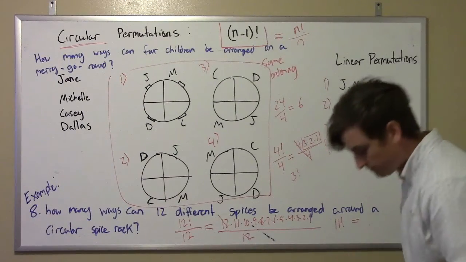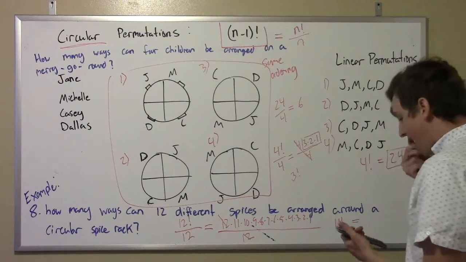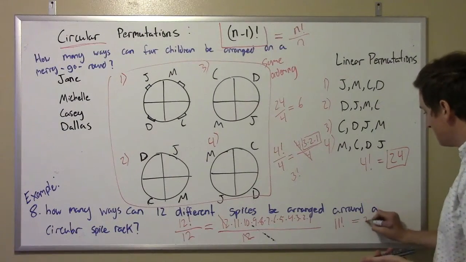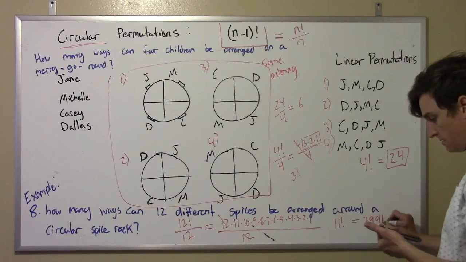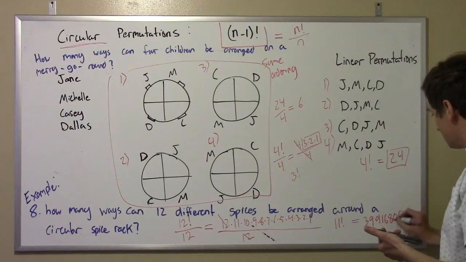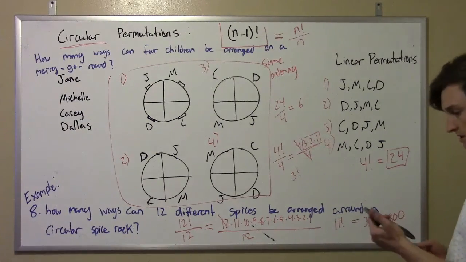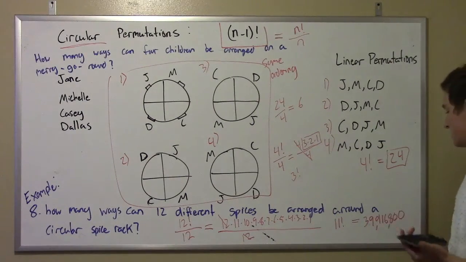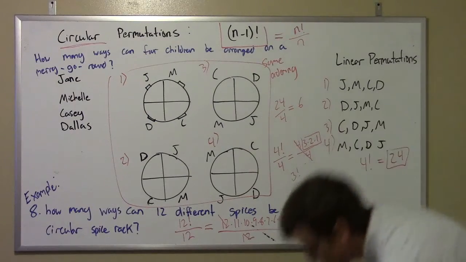It's a big one. So we got 1, 2, 3. So it looks like 39,916,800 different ways to do that.